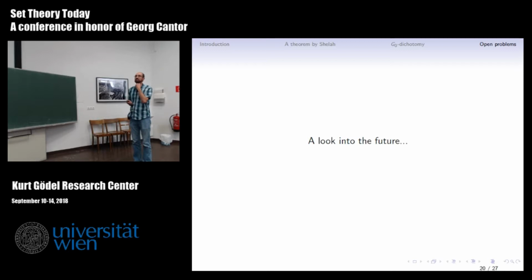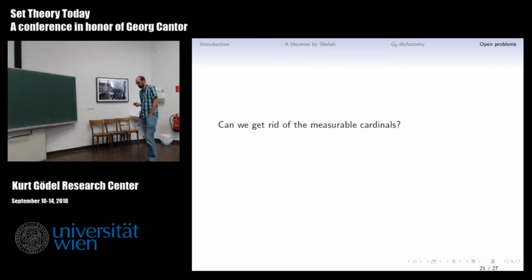So, okay, this is it, but I'm going to say a little bit more. Let's look a bit into the future. These are open problems. The first question, of course, is whether we can get rid of the measurable cardinals. Are they necessary or are they just there? I'm going to show you that this seems kind of necessary for this proof. Maybe there is another proof that is different.